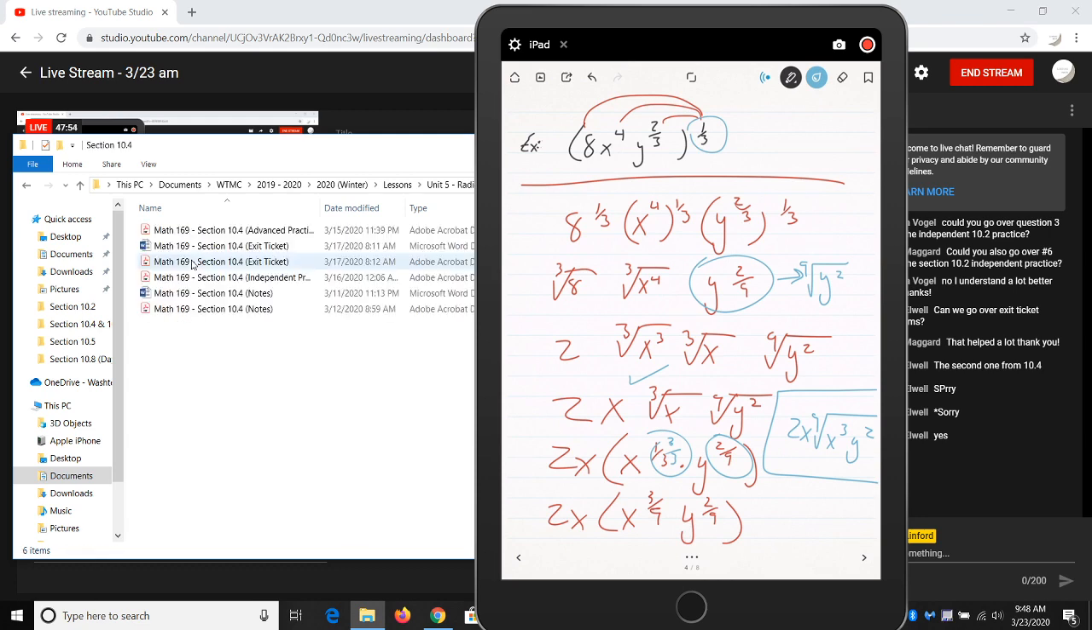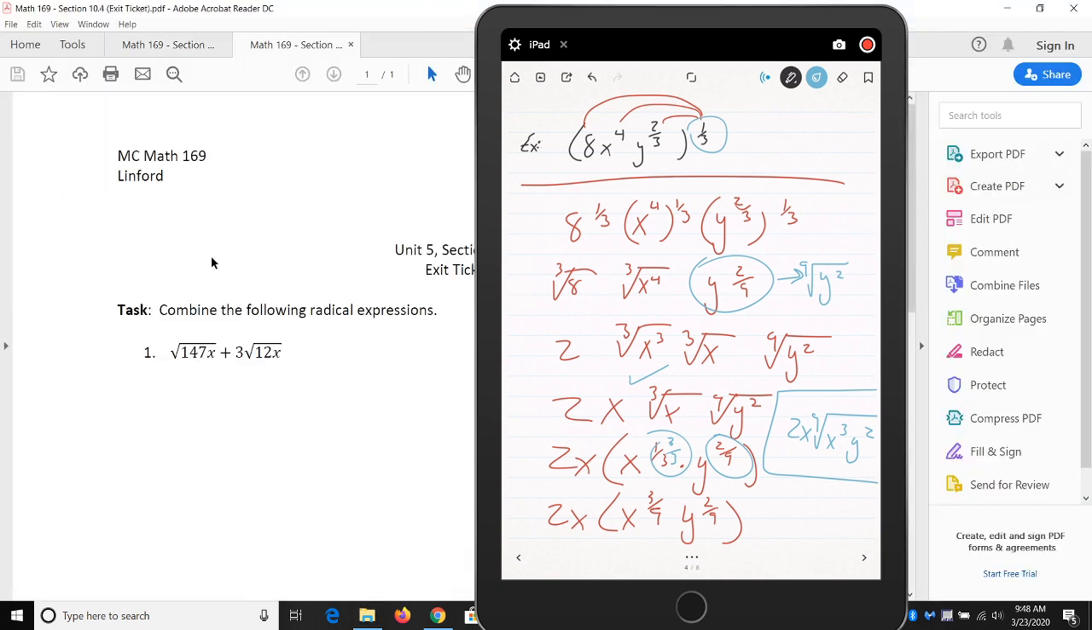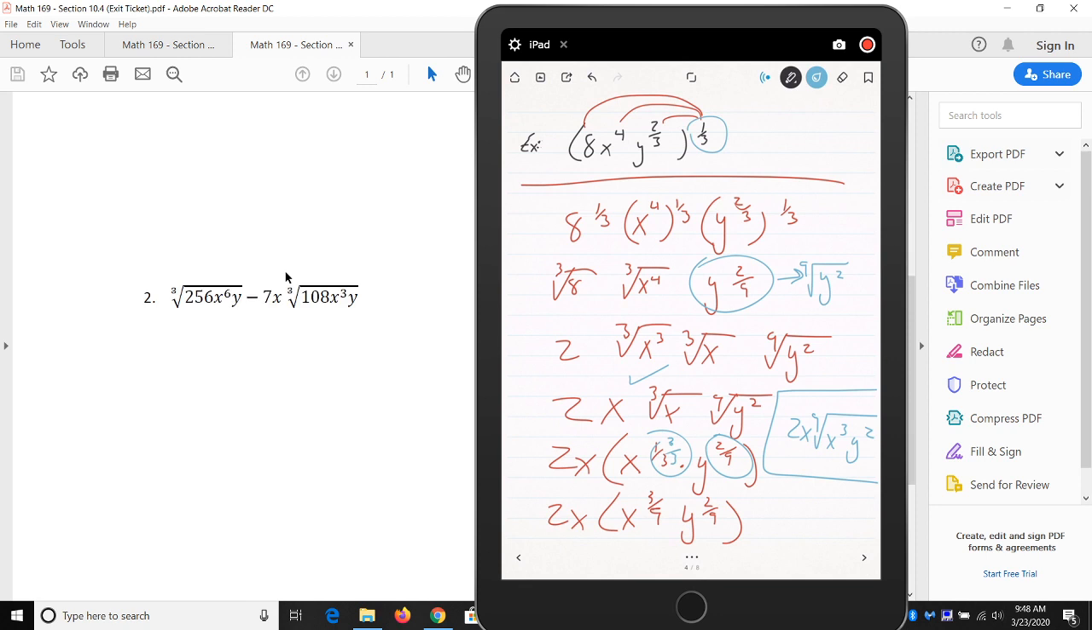10.4. And the exit ticket for that one. And the second one. Yes, okay.